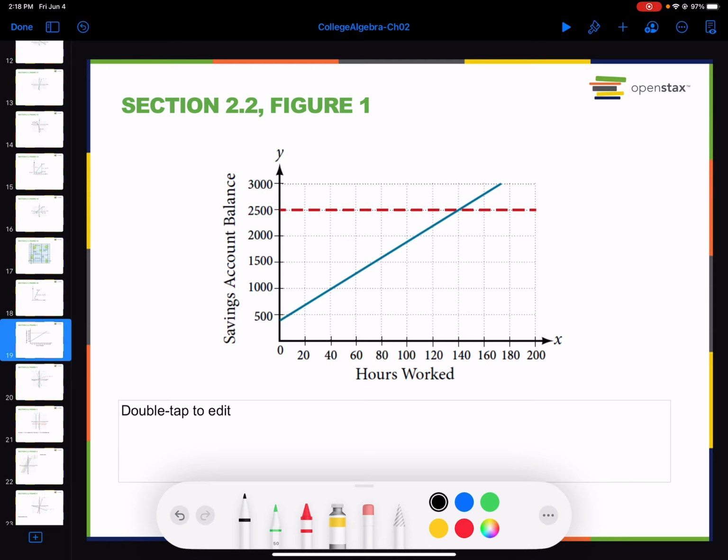Here's a real life example. In this problem, the student wanted to go on a vacation, and they decided it was going to take them $2,500. So this red line is their goal. They started out with $500 in the bank, or this looks like a little less, let's say $450, something like that. So that's why their line starts at $450. That's what they started the account with.